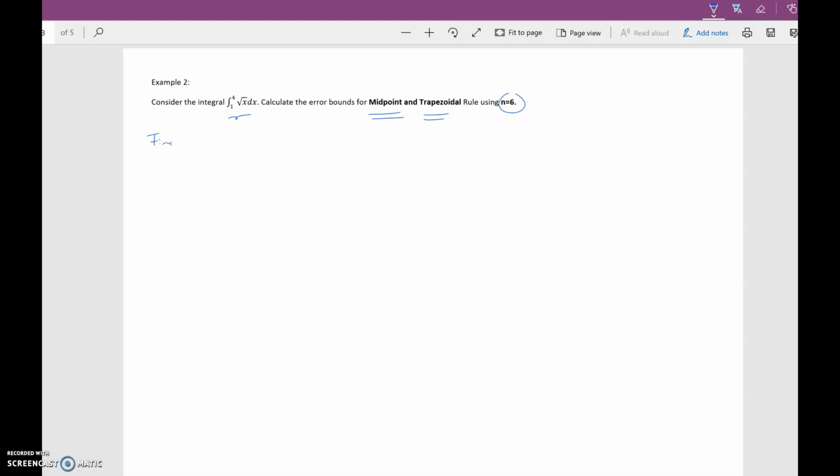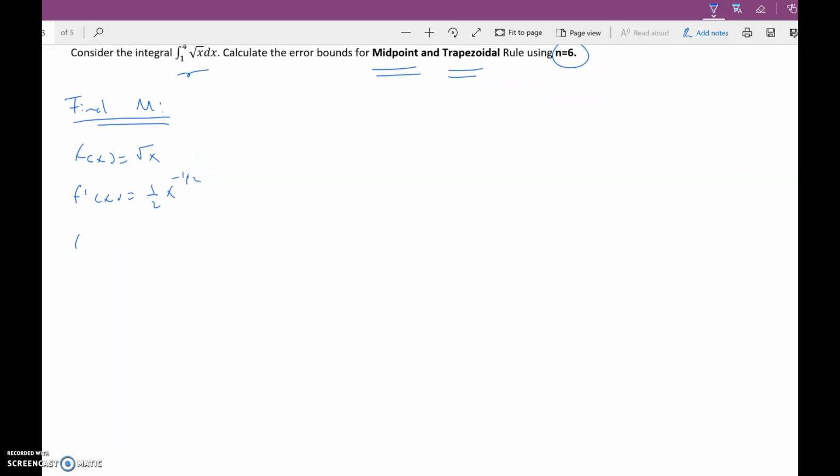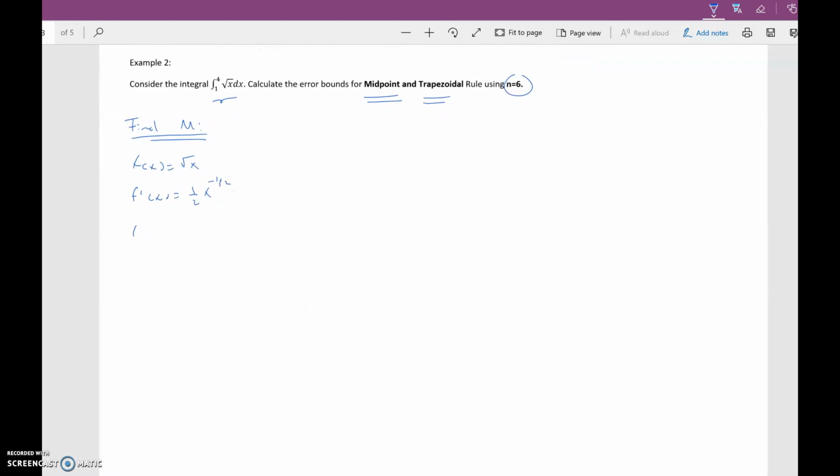So let me write it as find M, and then technically f of x is equal to the square root of x, then f prime of x is equal to 1/2 x to the negative 1/2. And actually, wait, that's f prime. Sorry, I wrote it as double prime. And f double prime of x is equal to negative 1/4 x to the negative 3/2.